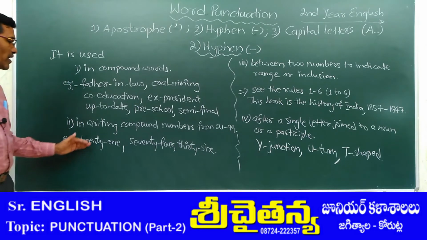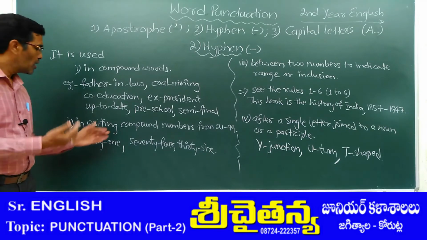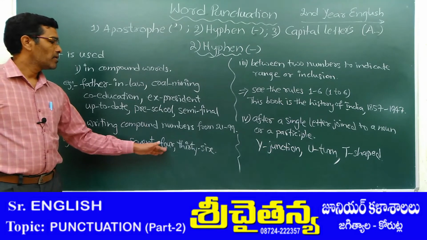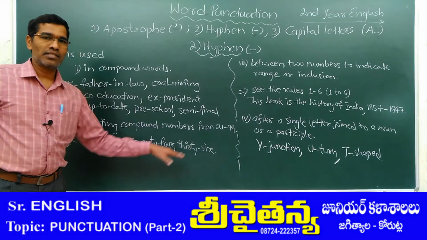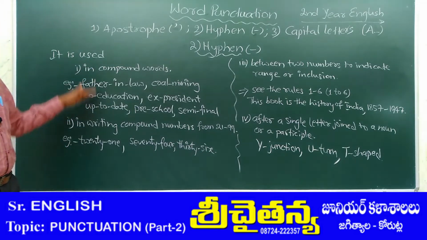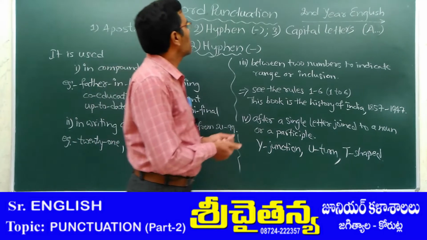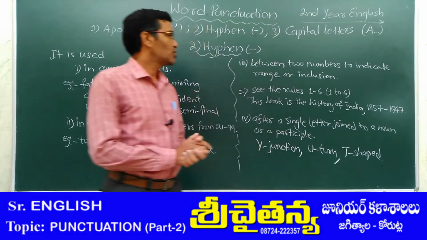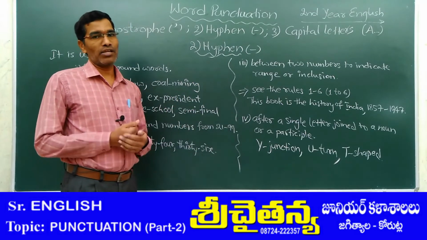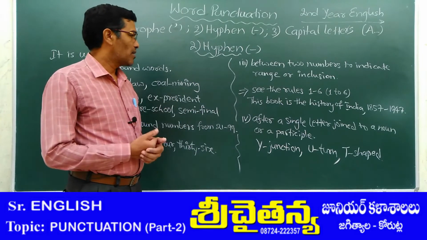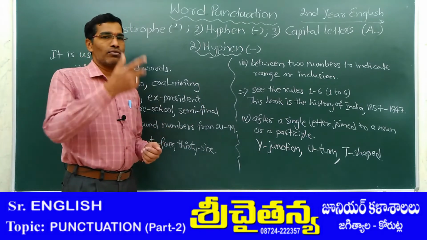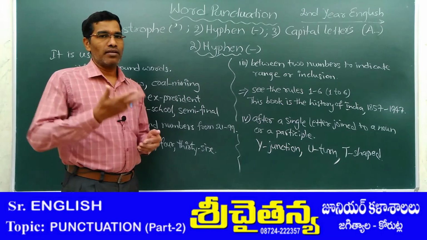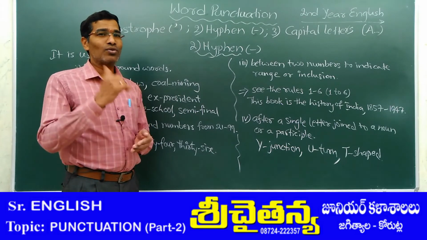For example, twenty-one, twenty-two. Like that, seventy-four, thirty-six. Right? The third use of hyphen is, it is used between 2 numbers to indicate range or inclusion. For example, see the rule 1 to 6. By speech, by spoken, we are saying 1 to 6.